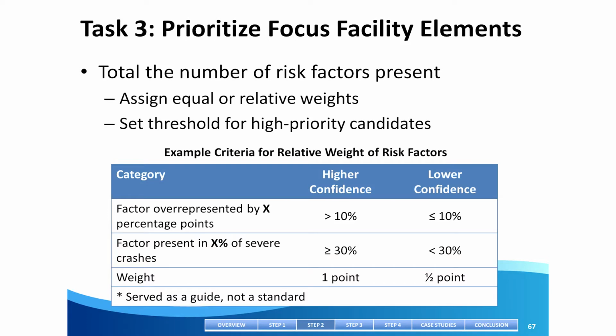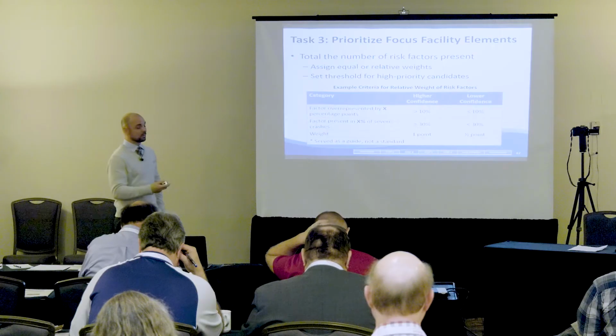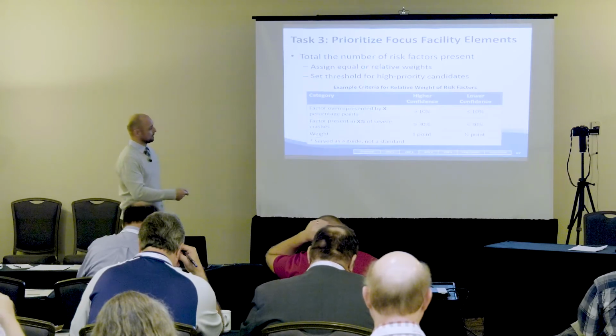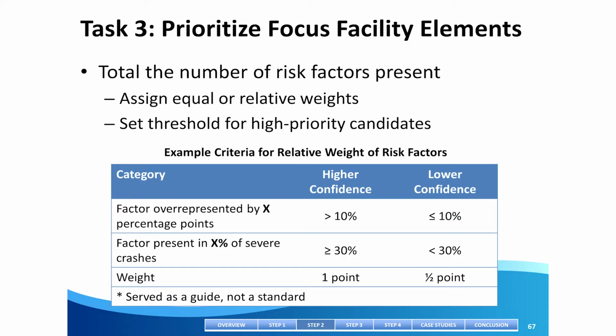So I mentioned the weighting. You could assign all of your risk factors an equal weight, or you could weight them differently depending on how much of a risk you think it actually is. There's different ways to do that. This is just one example. So you could have some thresholds where if your risk factor is overrepresented by a certain percentage, so if 25% of your system has some edge risk rating, an edge risk rating of 3, but 50% of your crashes are occurring on sites with an edge risk rating of 3, that's overrepresented by 20 percentage points. So maybe that gets a higher score or higher weight than the others.